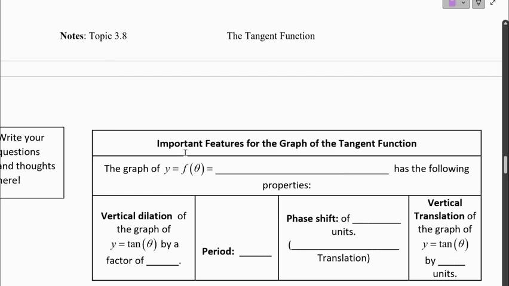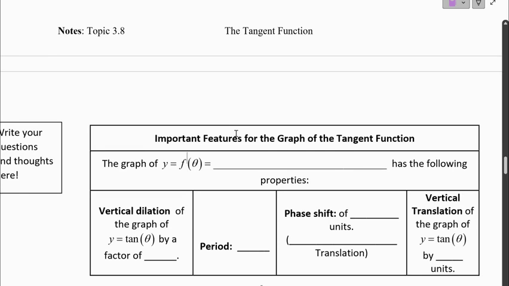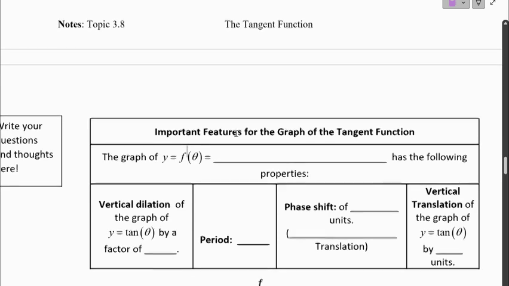Hi everybody, Mr. Rubo here. Today we are continuing on with the notes from last night's video, and we're going to look at the important features for the graph of the tangent function.